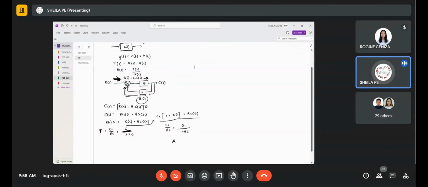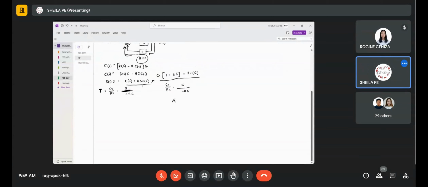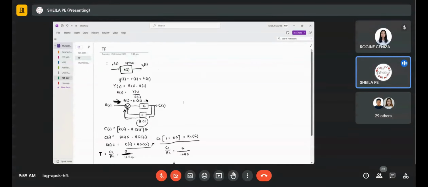As long as you're consistent. CS is the denotation for our output. RS is for our input. You can put input as X, output as Y. Okay? That's just denotation, class. So it's just a placeholder, Y, ma'am. Y. This one is the representation of the system.